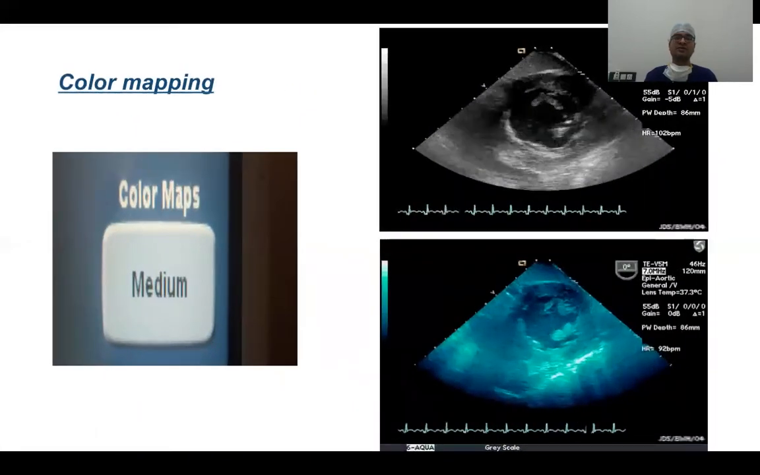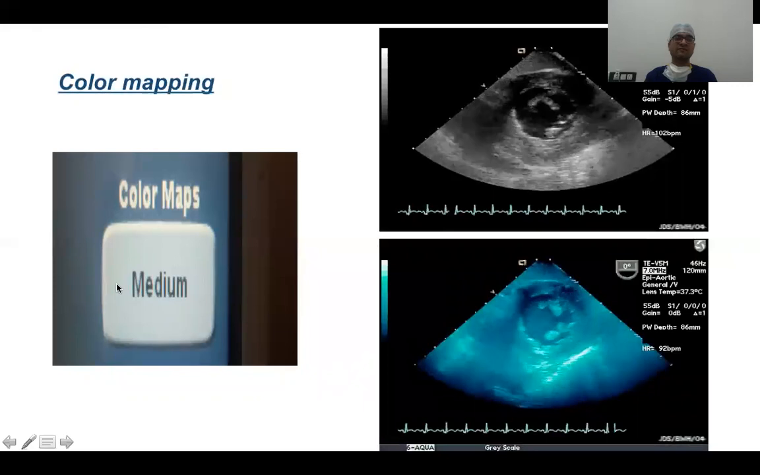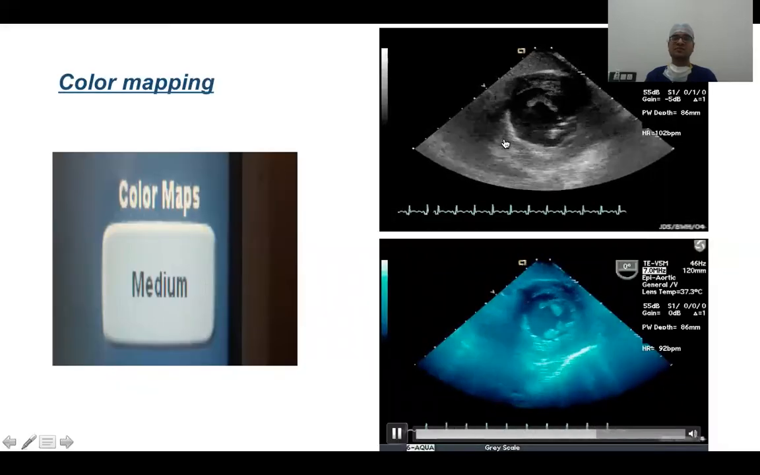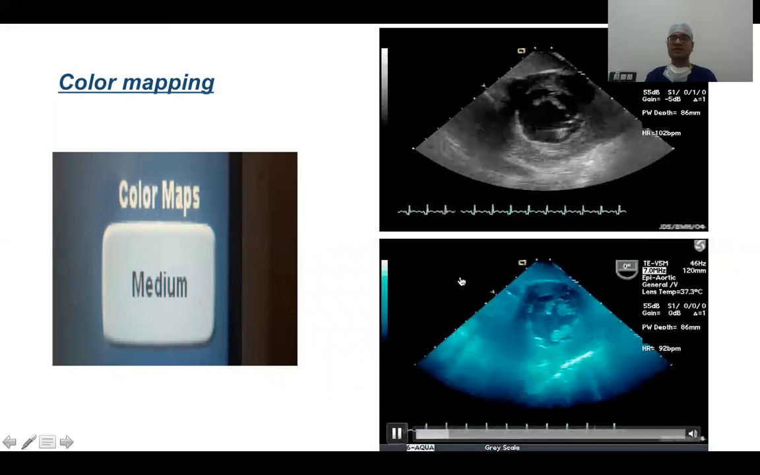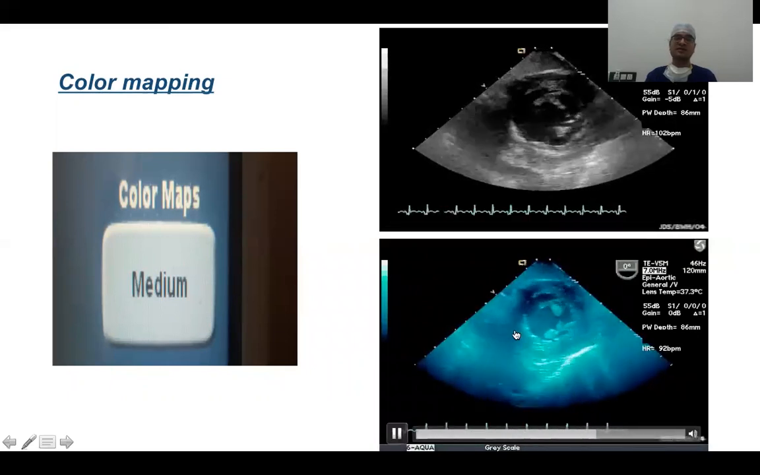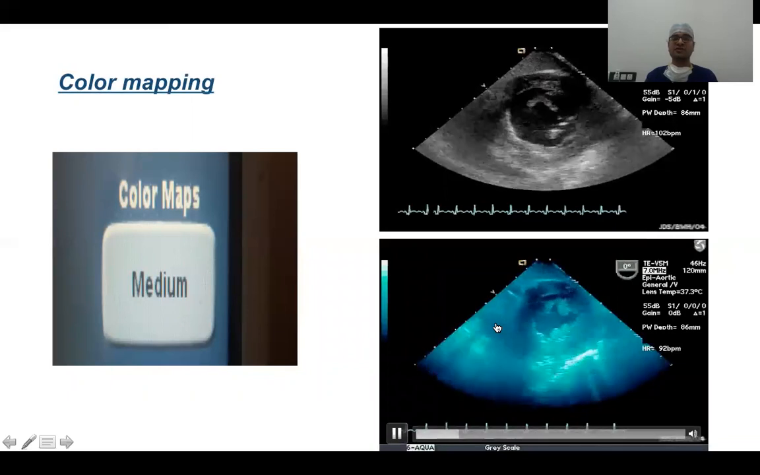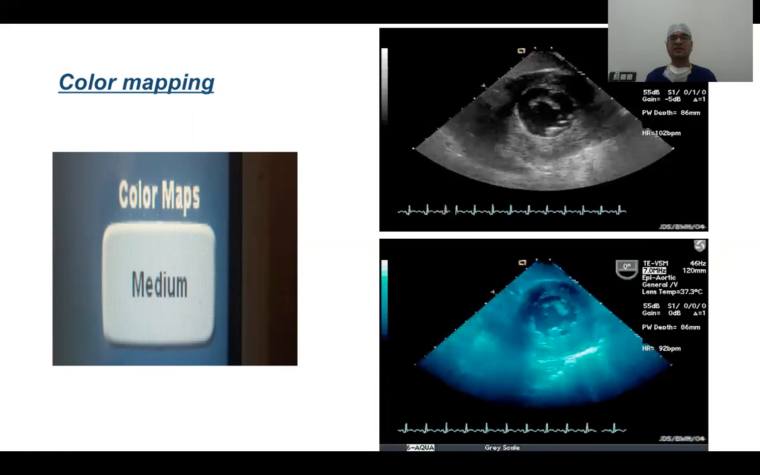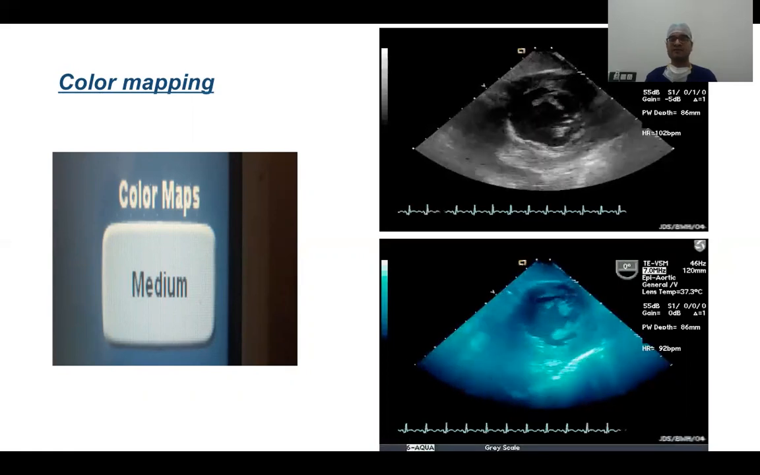Color mapping is also one button, or knob, which we can use. It just changes the image from gray scale to blue scale. There are various color scales available. It depends on individual preference and comfort for interpretation of the ultrasound data. There are golden, red and bronze colors available in various machines.